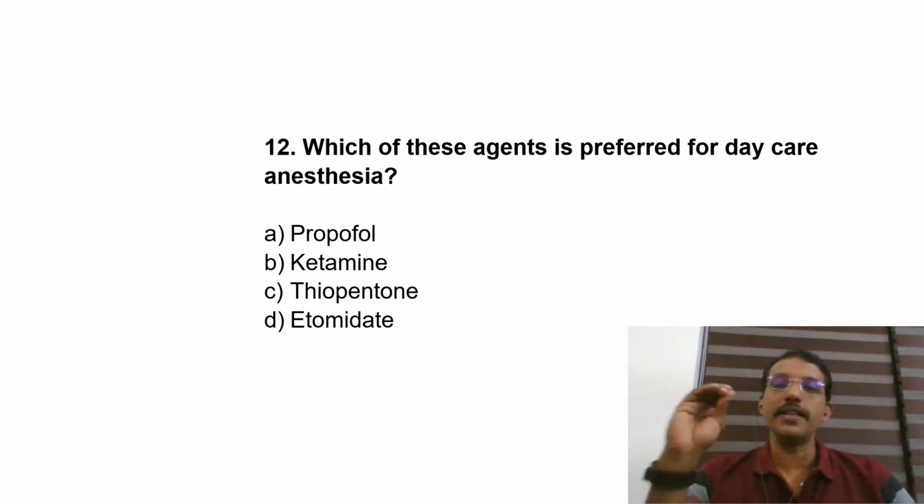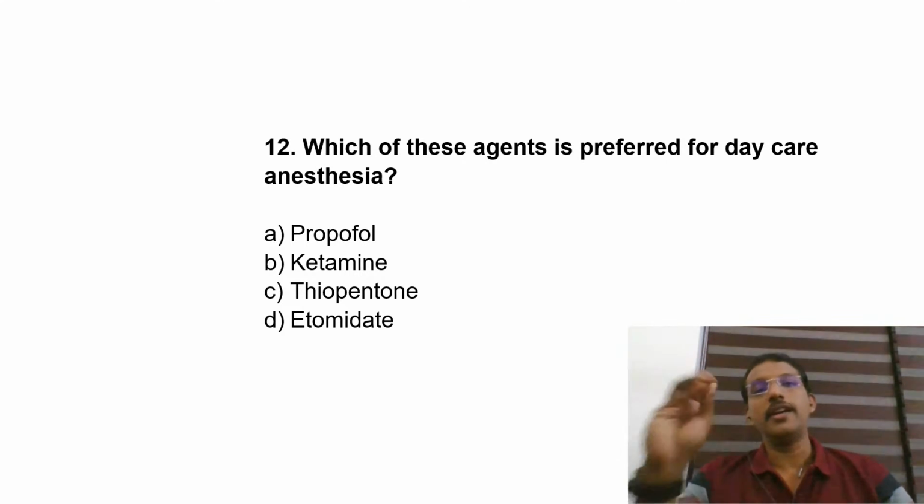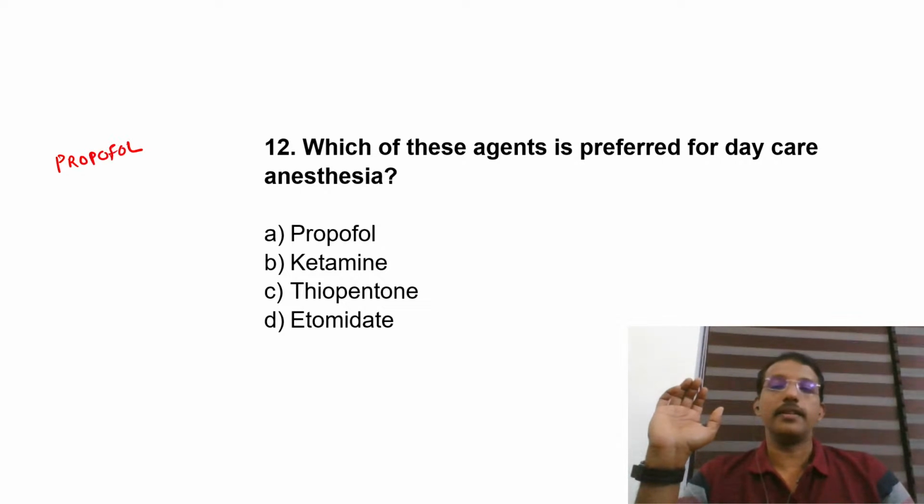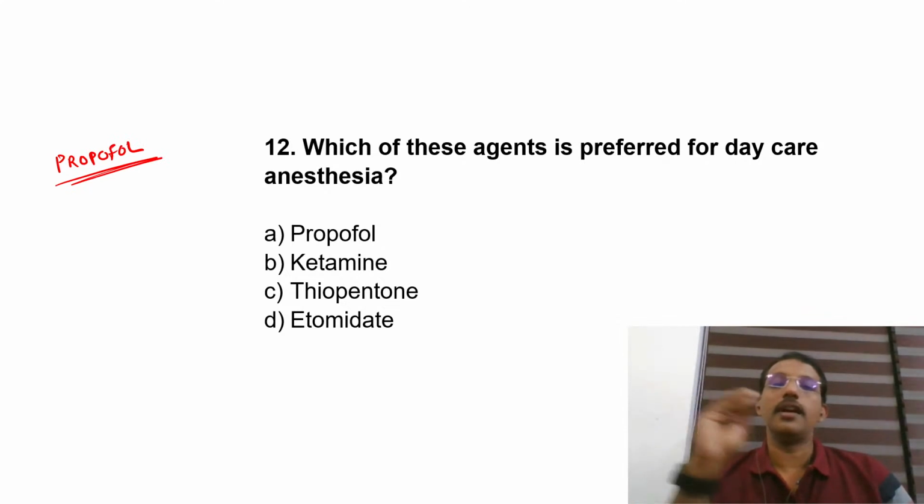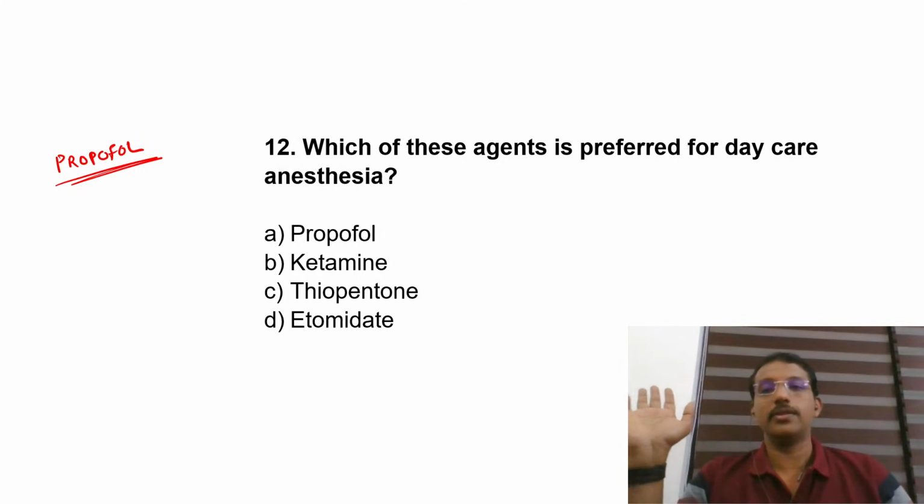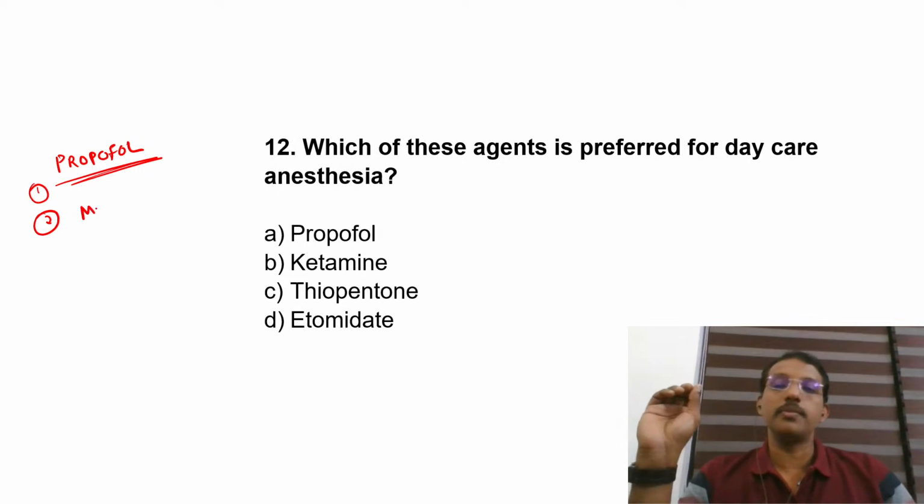Whenever you see the word daycare anesthesia, there are only 2-3 drugs which you should remember. Number one is propofol for induction, because propofol has no hangover effect. So that is why it is used for daycare anesthesia. Number two, among muscle relaxants, you can use mivacurium or atracurium.